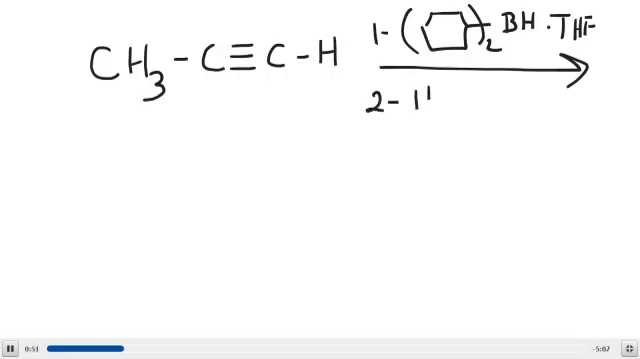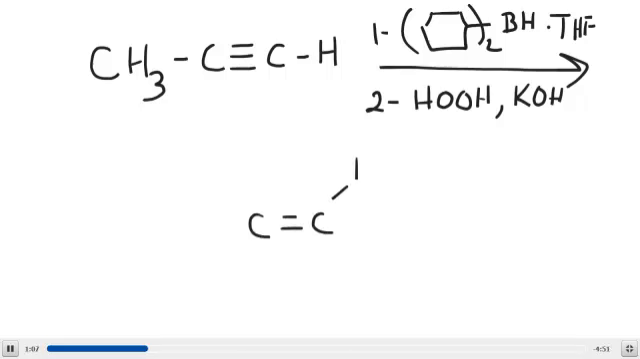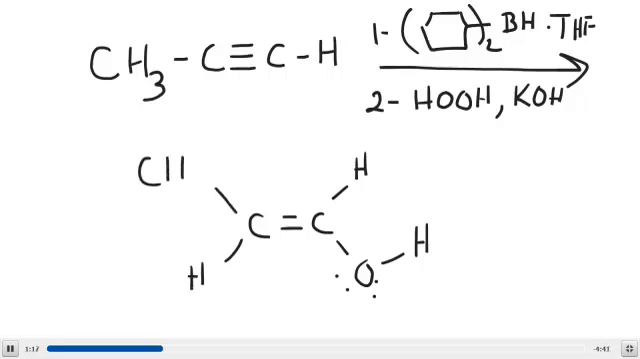And in the second step, we'd add peroxide and hydroxide. This mechanism works exactly the same as hydroboration oxidation does. It just occurs once. We're not going to bother to go through the mechanism for this process, but it does result in the formation of an enol that goes anti-Markovnikov. So you produce the OH on the less substituted carbon and the hydrogen on the more substituted carbon.